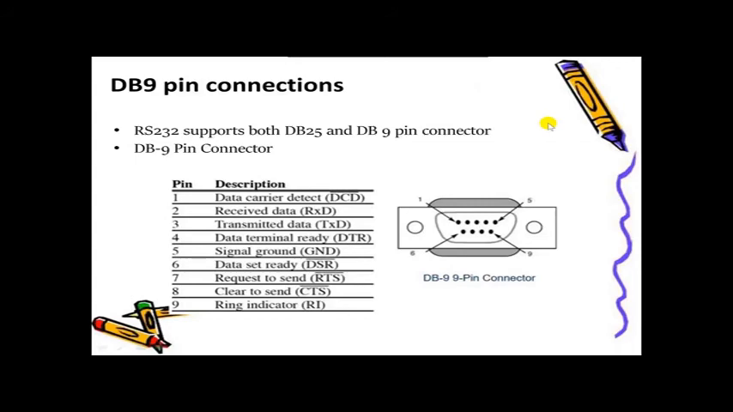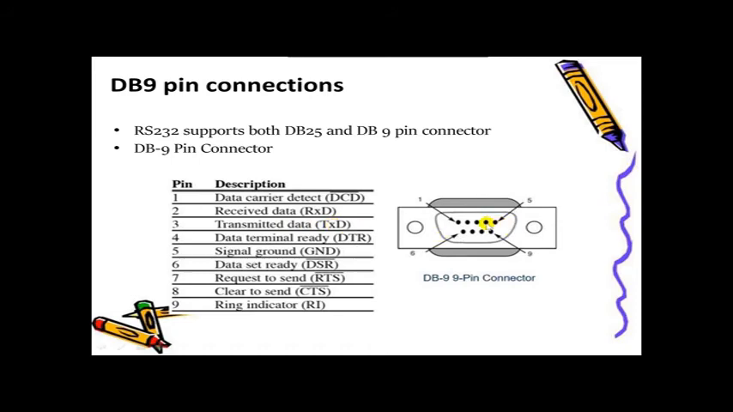Okay, so with the continuation of RS-232, let us discuss the DB9 pin connections. As the name itself indicates, DB9 means it will have 9 terminals or 9 pins. This is a pictorial representation of the DB9 connector. In the upper row we have 5 pins, numbered 1 2 3 4 5, and in the lower row we have 4 pins. The first one is indicated as 1, which is data carrier detect. The second one is receive data, and the third one is transmit data, that is TXD.